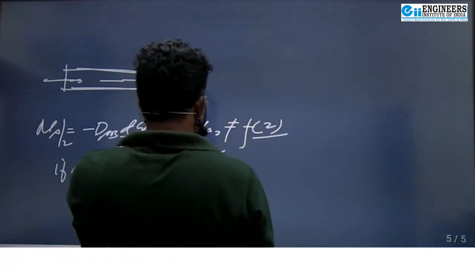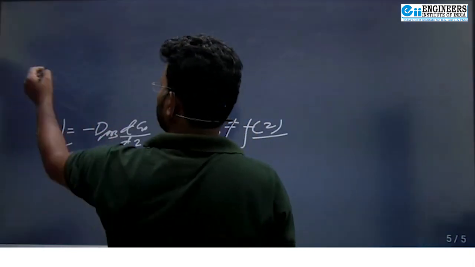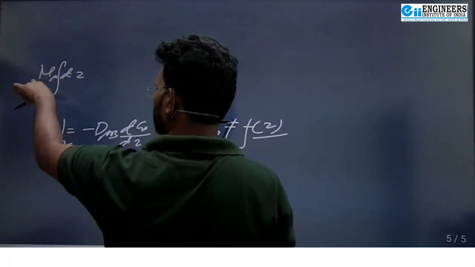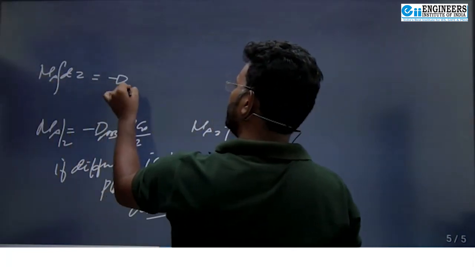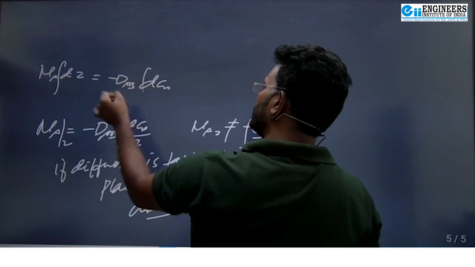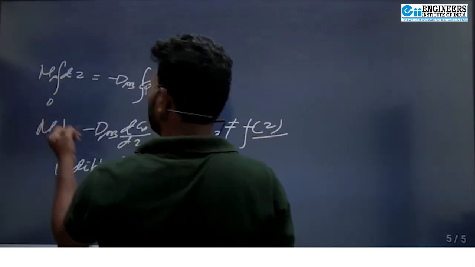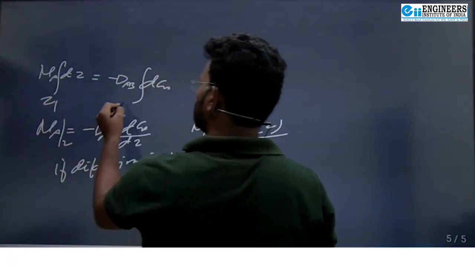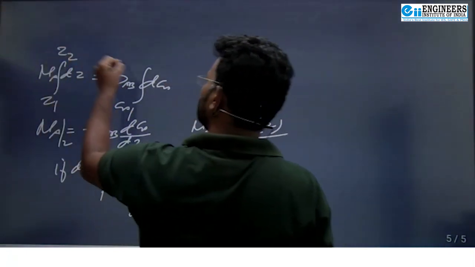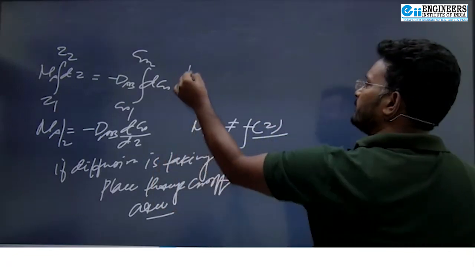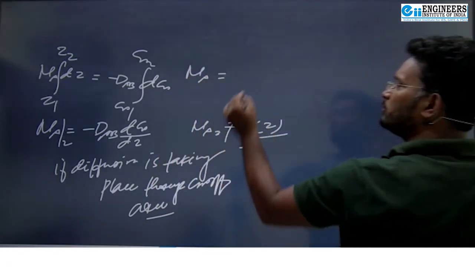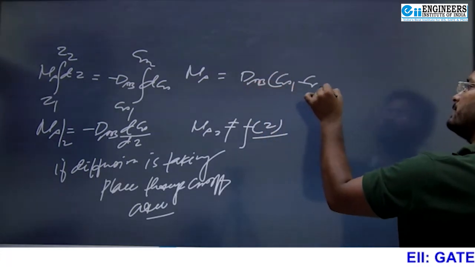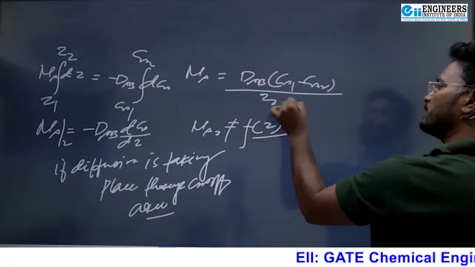And if NA is not a function of Z, then simply you can integrate this as NA into dZ. This will be outside the dZ integration, minus DAB into dCA. You can integrate when Z equals 0, or you can say Z1, this is CA1, and when Z2, this is CA2. Then you can find the flux of A is equal to DAB into (CA1 minus CA2) upon (Z2 minus Z1).